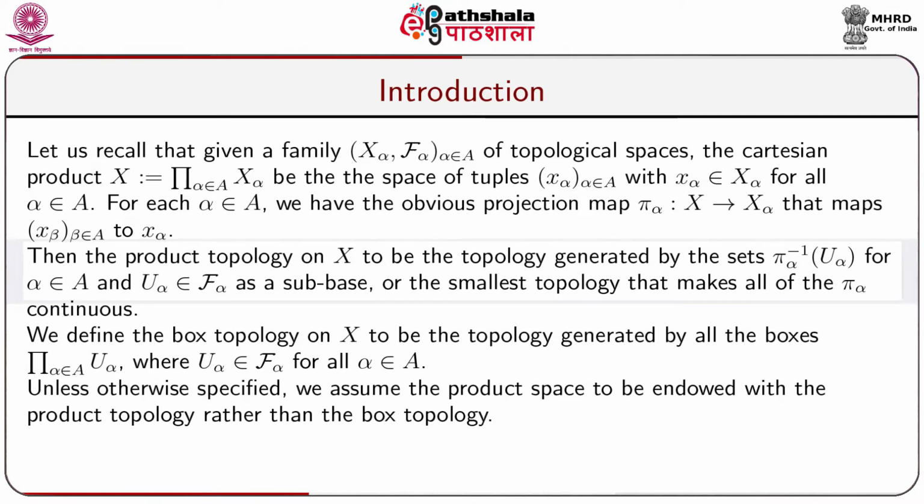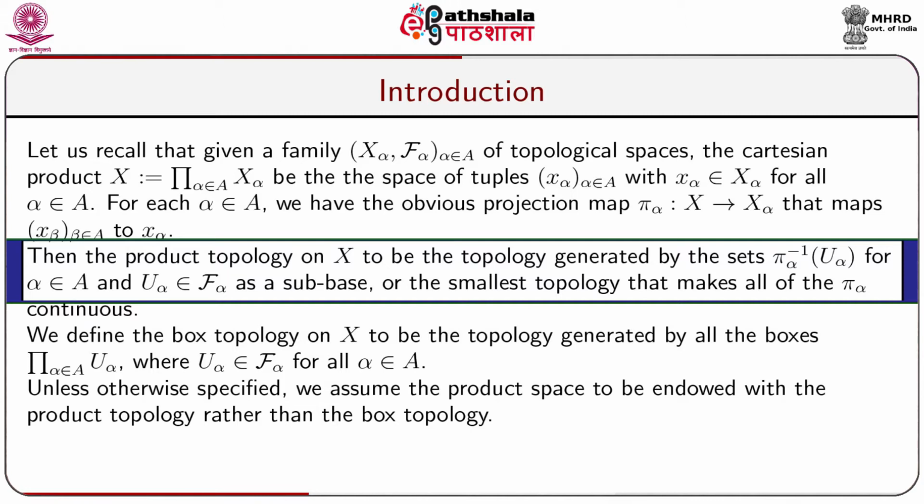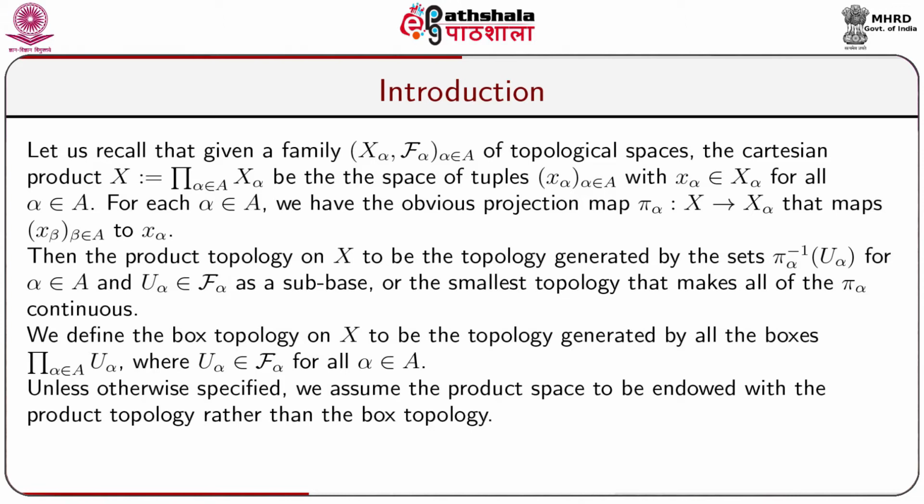We also recall that projection maps pi_alpha from X to X_alpha are defined as pi_alpha of x equal to x_alpha. Now, product topology on capital X is the smallest topology which makes each pi_alpha continuous. We can say also in this way that if we take all possible pi_alpha inverse of U_alpha, where alpha belongs to Gamma, then this collection forms a subbase for some topology, and the topology generated by this collection as subbase is in fact the product topology.